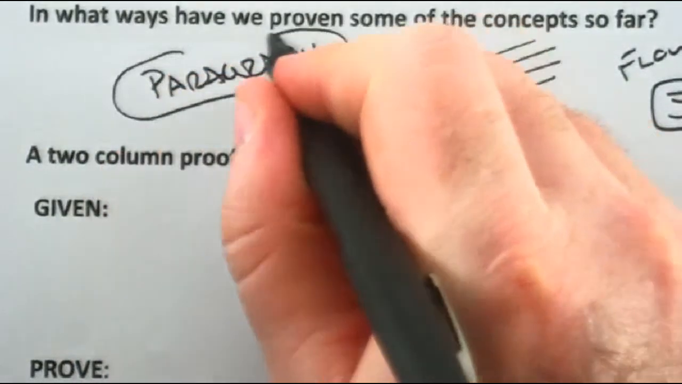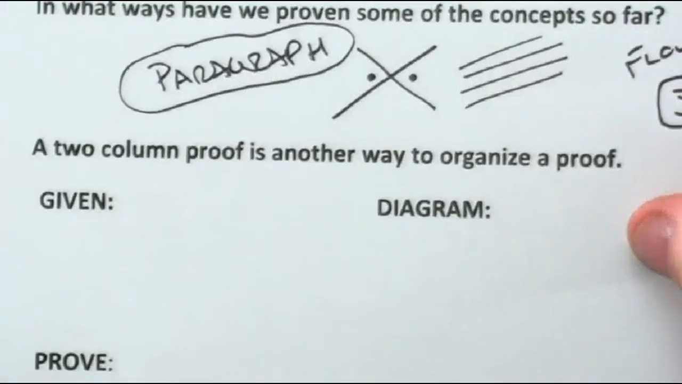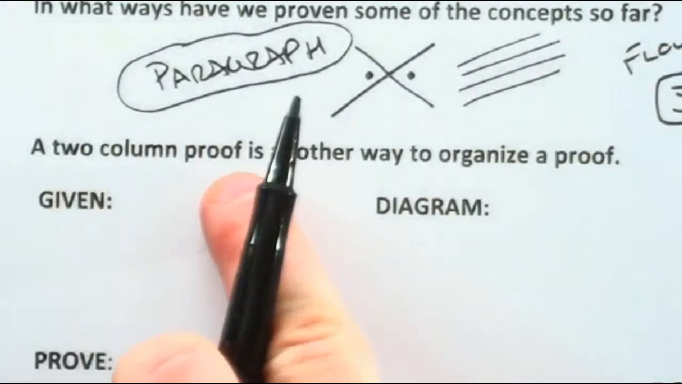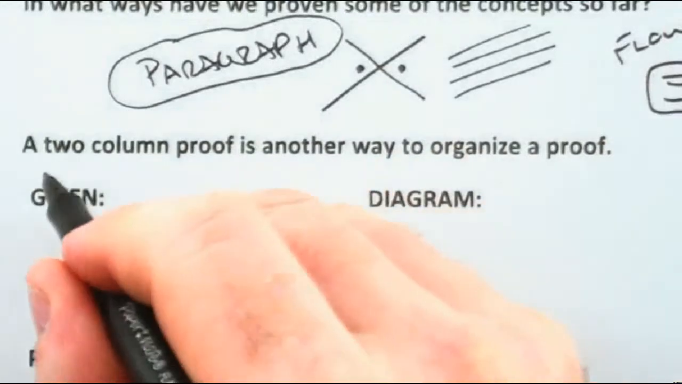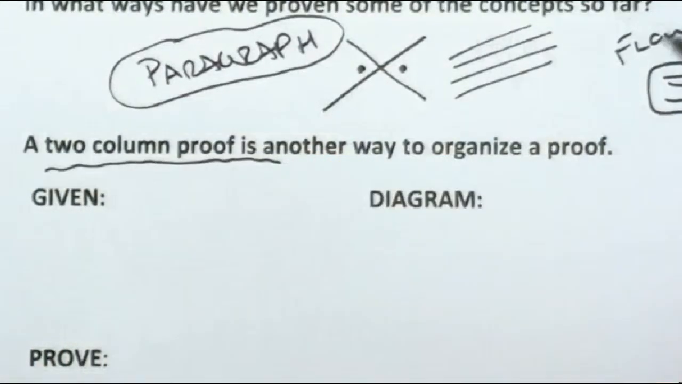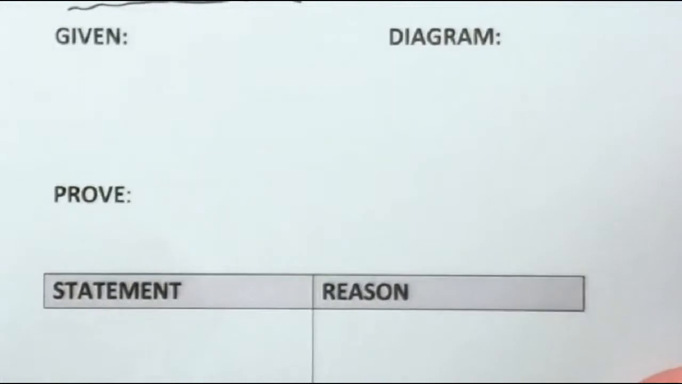Paragraph proofs probably are the ones that get established in higher level mathematics, but one common way is a two-column proof. That's just a way of saying to organize your ideas into an organized column technique.